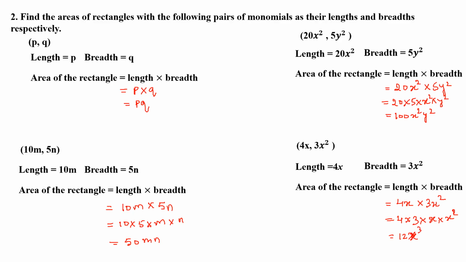Now moving to the next part of this question. So here length is 3mn, breadth is 4np and area of the rectangle is length into breadth. So let's multiply it. So it is 3mn multiply with 4np. So find the product of the numerical coefficient which is 3 into 4 and the variable part is mn into np. So 3 into 4 is 12. Now variable m is only one place. N is present here also and here also. So n into n is n square and then p. So this is the product.